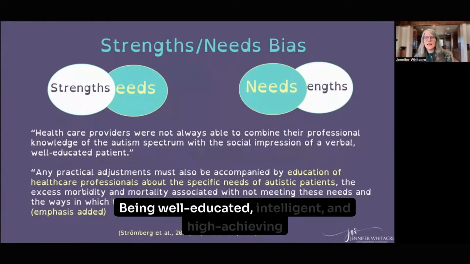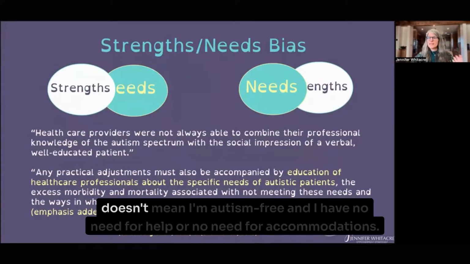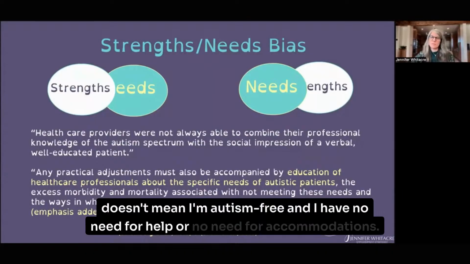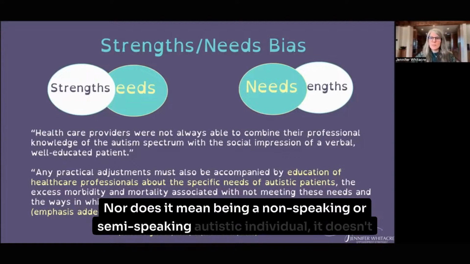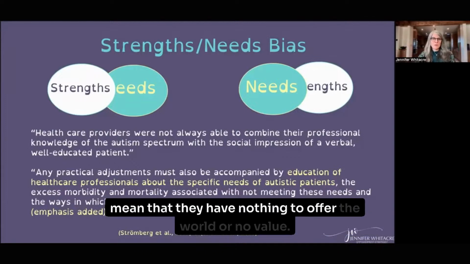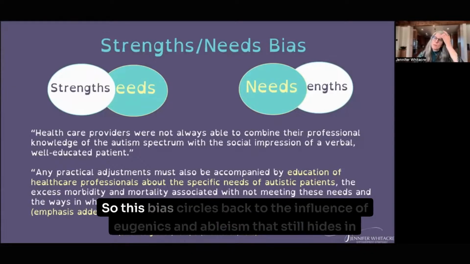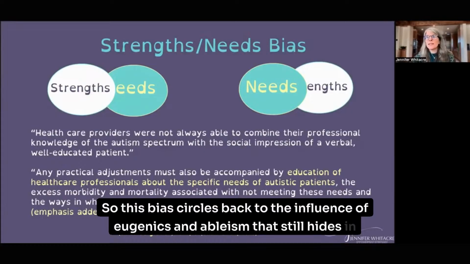Being well-educated, intelligent, and high-achieving doesn't mean I'm autism-free and I have no need for help or no need for accommodations. Nor does being a non-speaking or semi-speaking autistic individual mean that they have nothing to offer the world or no value. So this bias circles back to the influence of eugenics and ableism that still hides in plain sight.